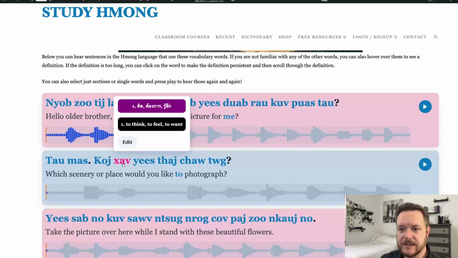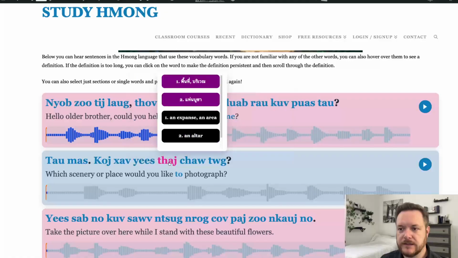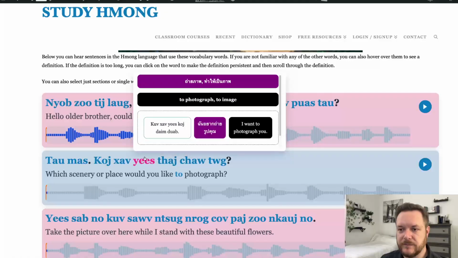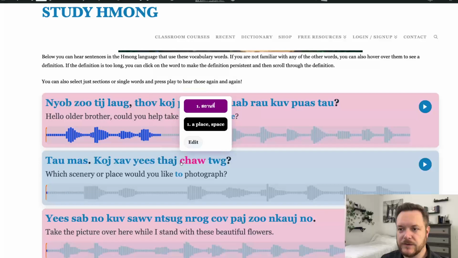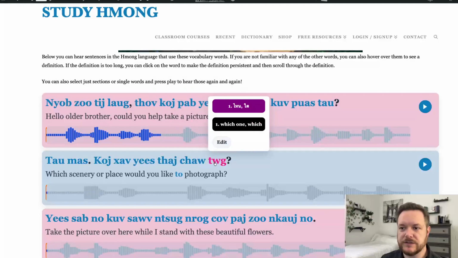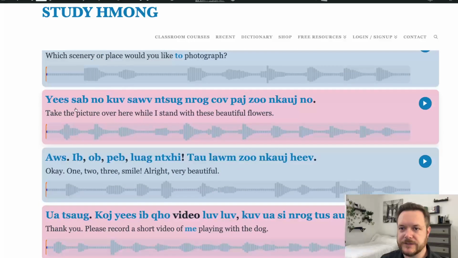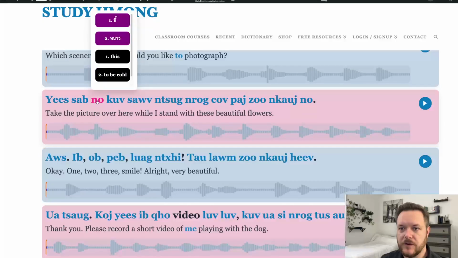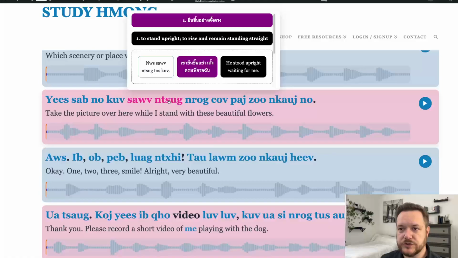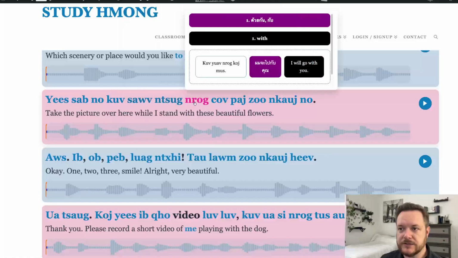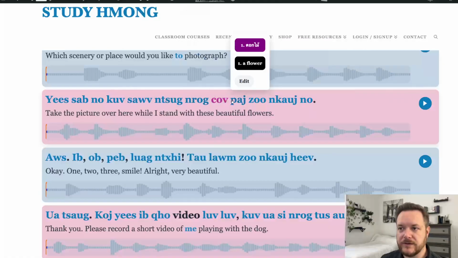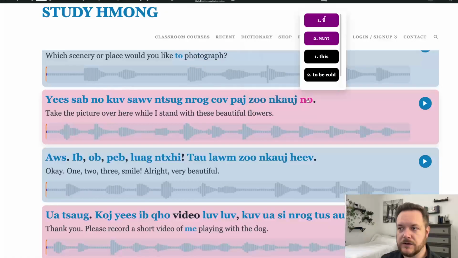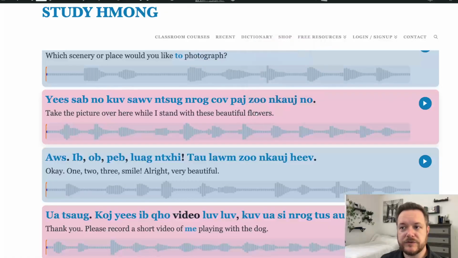Ko sa, you want, ying, ta chao, to take the picture or to photograph at location which. So which location would you like to photograph? She responds by saying ying sha no, so take the picture on this side. Gu shao ju, I'll stand up straight. Do jiao ba, with the flowers. Zhong gao no, so with these beautiful flowers.